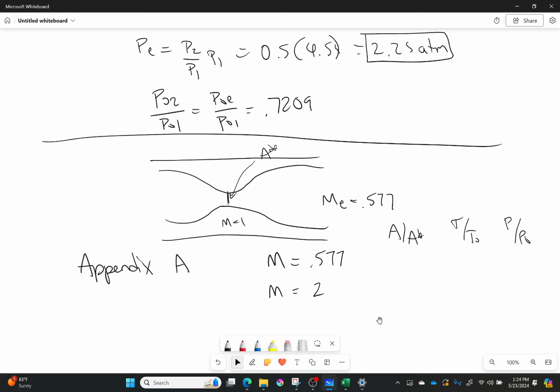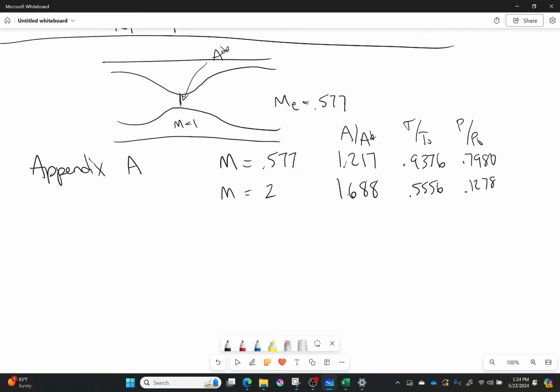Now, actually, to make things simpler for myself, I already have these in my notes. So rather than jumping around, I'm going to go ahead and give them to you. So this will be 1.217. This will be 1.688. This one right here will be 0.9376. This one will be 0.5556, 0.7980, and 0.1278. Okay. So we have all of our values.